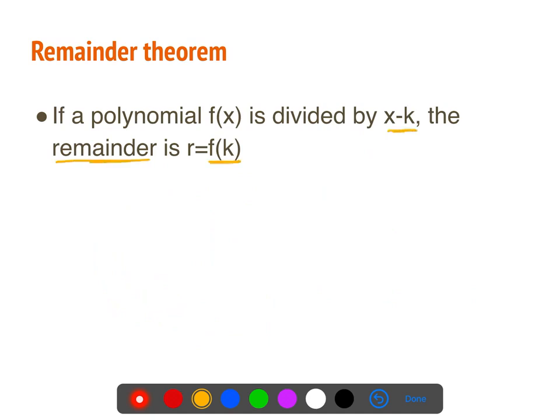Now, there's this thing called the remainder theorem, and this looks like a bunch of math language here. It says if a polynomial is divided by this divisor x minus k here, the remainder is going to be f evaluated at k.